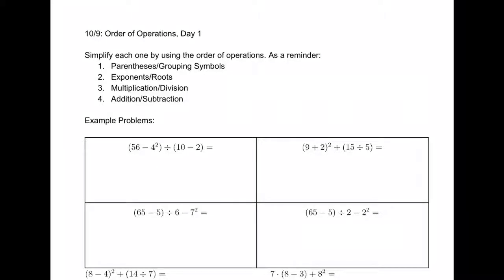Today is October 9th, and we're looking at order of operations, and this is day one of doing so. Simplify each one by using the order of operations. As a reminder, parentheses and grouping symbols come first, then exponents or roots, third, multiplication or division, fourth, addition or subtraction. You may recognize, please excuse my dear Aunt Sally.